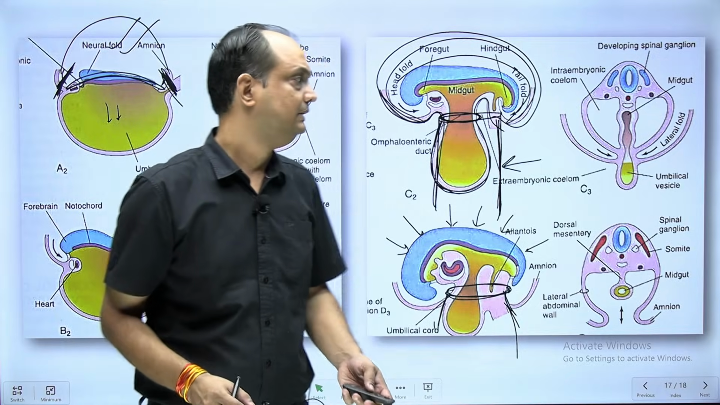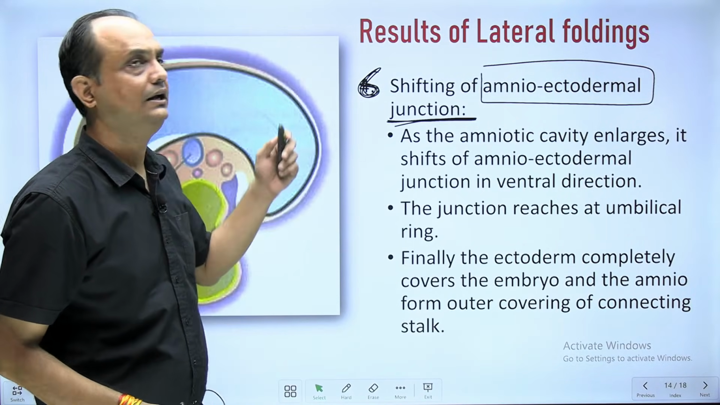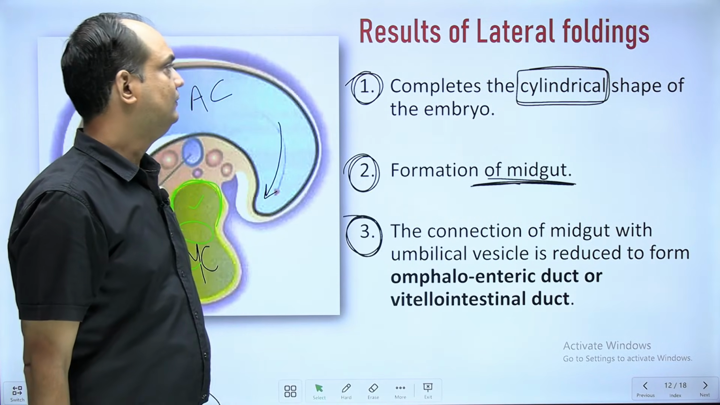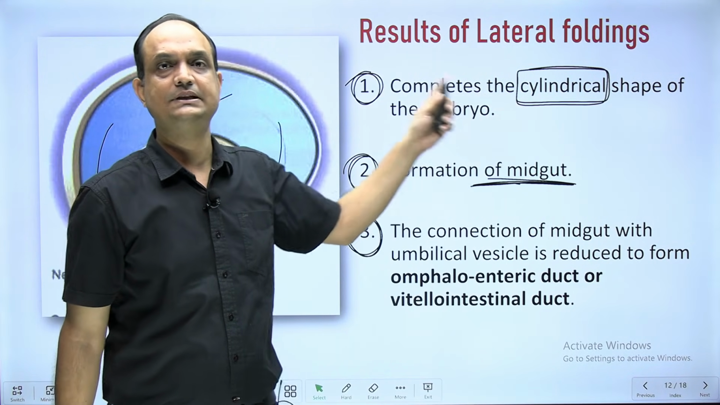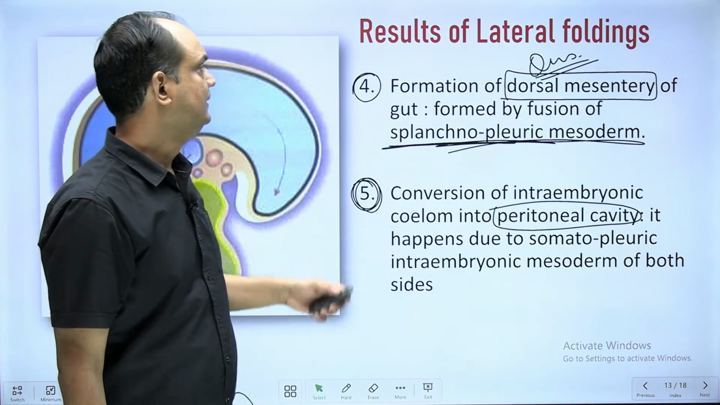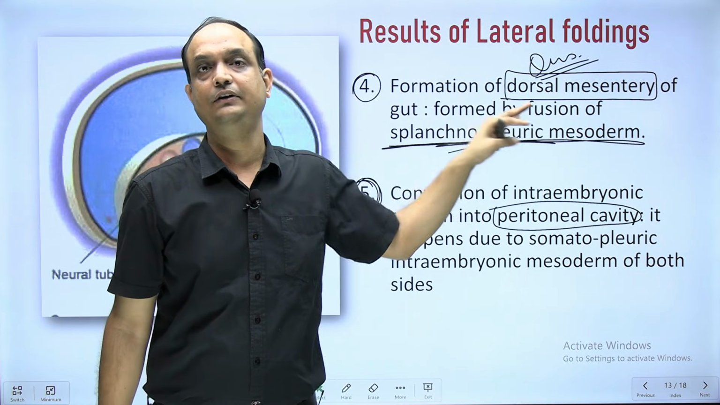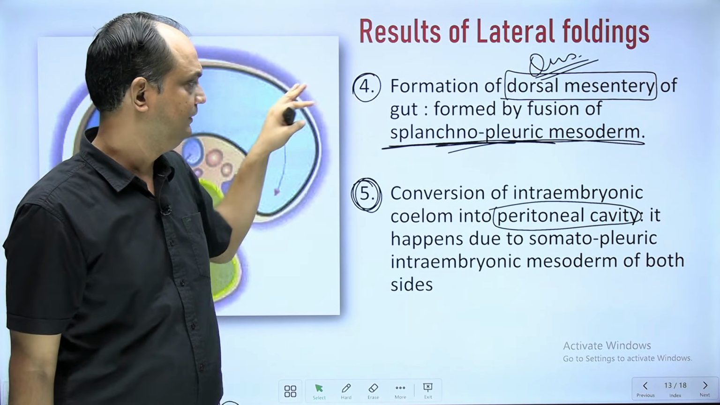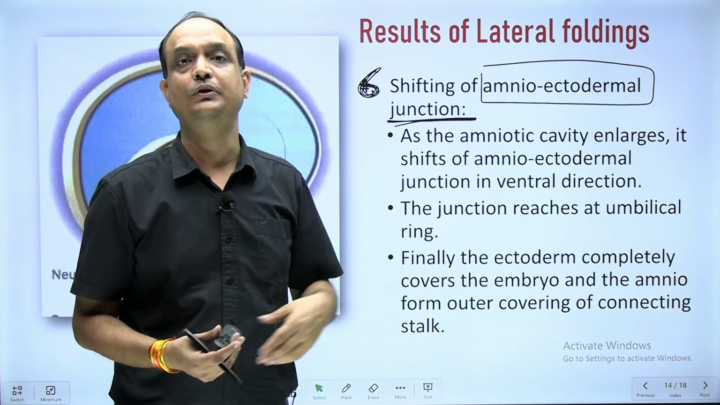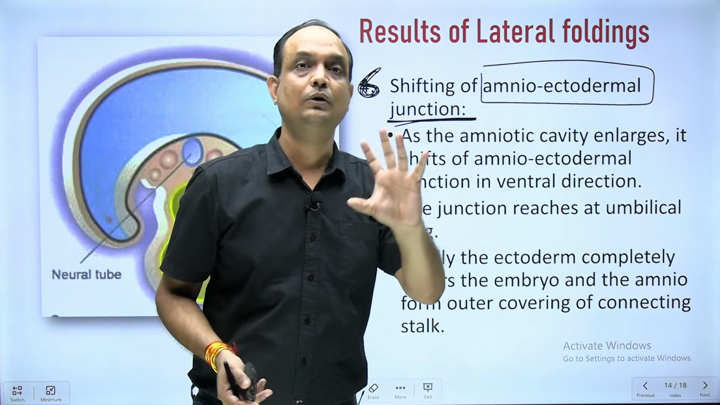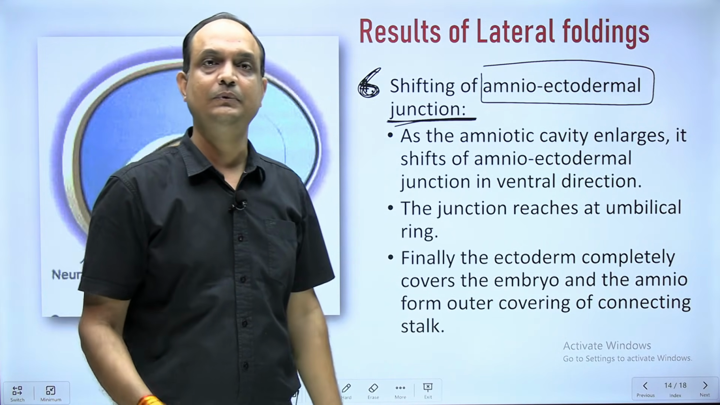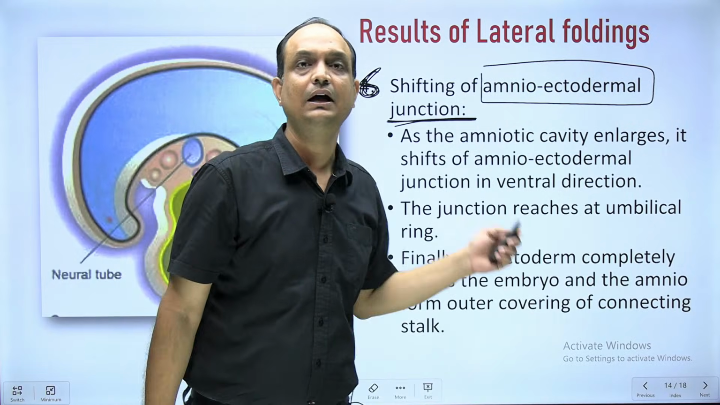So my dear students, these are the effects which take place after the lateral folding. What are these? First, formation of the cylindrical shape; second, formation of the midgut; then formation of the vitellointestinal duct; then formation of dorsal mesentery from splanchnopleuric intraembryonic mesoderm; formation of the peritoneal cavity; and lastly the shifting of the amnioectodermal junction around the umbilical ring, so the developing umbilical cord is lined only by the amnion and the body surface is lined by the ectoderm.